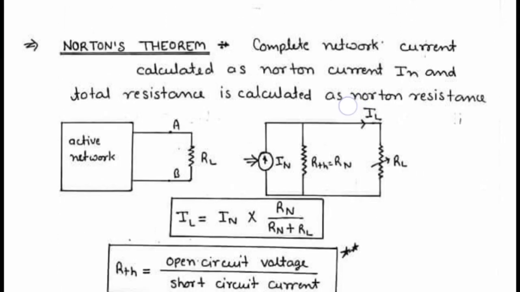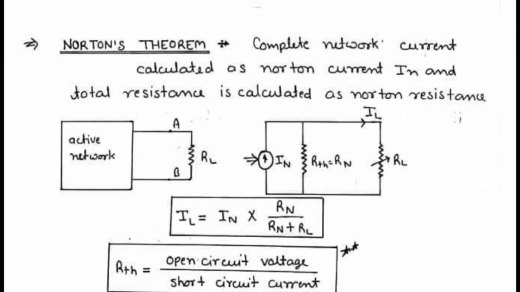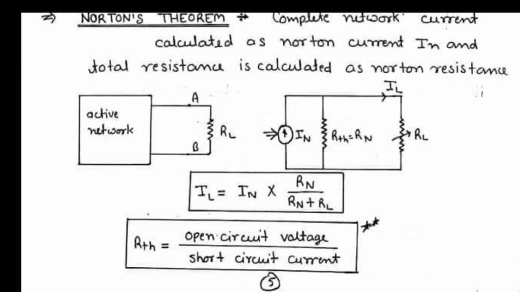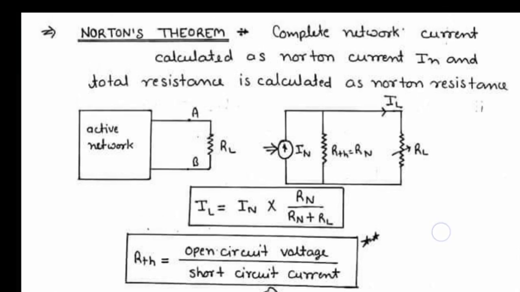Coming to Norton's theorem. The complete network current is calculated as Norton's current IN and the total resistance is calculated as Norton's resistance. For an active network with RL as the load resistance, the Norton's resistance RN equals R Thevenin. IL equals IN, the Norton's current, into RN by RN plus RL. R Thevenin equals open circuit voltage by short circuit current.